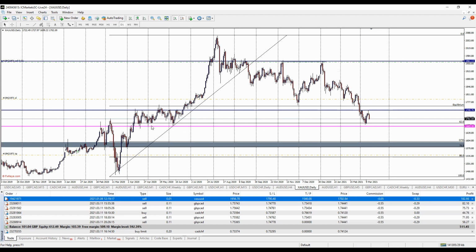Now we have a liquidity pool right now here at this double bottom area that the price left during April. And I'm expecting the price to run those lows. I'm expecting gold to short quite a bit before we get the long.